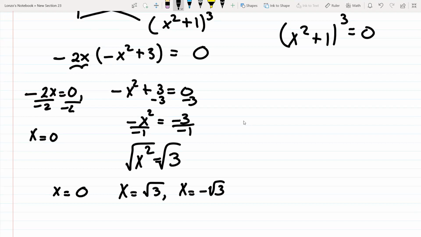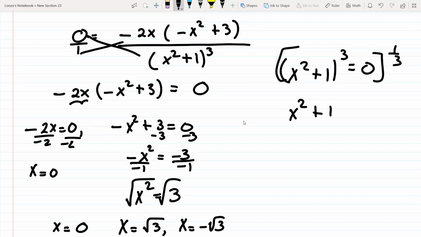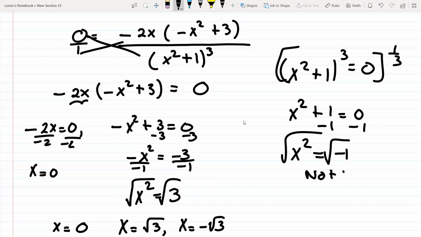This one we can't use. You know why? If you try to solve for x, I would have to raise everything to the 1/3. I get x squared plus 1 equals 0. Solve for x by subtracting 1. And that's where we have a problem. When you take the square root of negative 1, it's no longer real. We can only use real numbers, so this is not real, so we can't use that anymore.